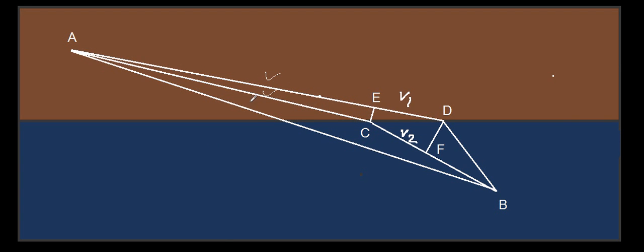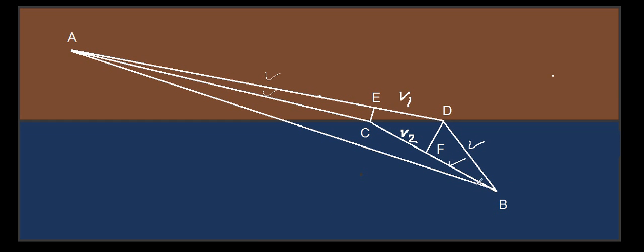Next, the time taken to swim in the water from D to B and from F to B. These two distances are also equal. Therefore, the times taken to travel along these two paths are also the same.